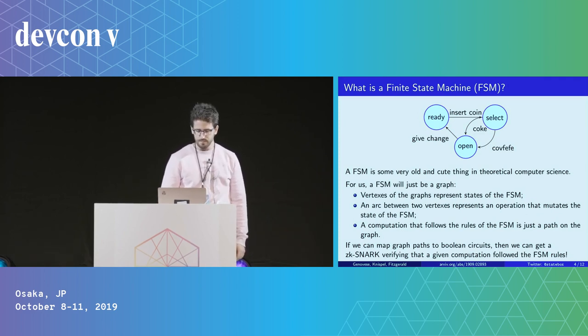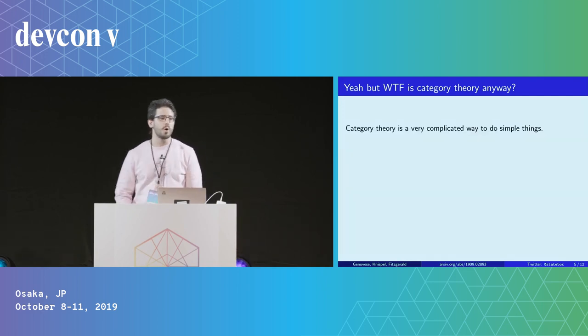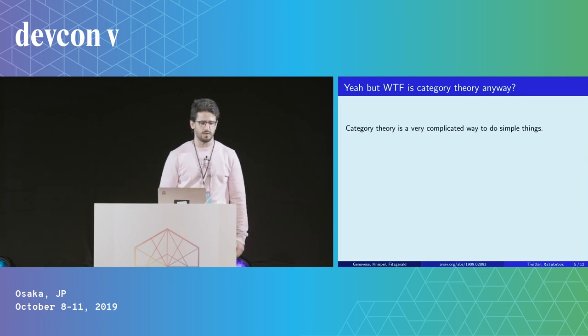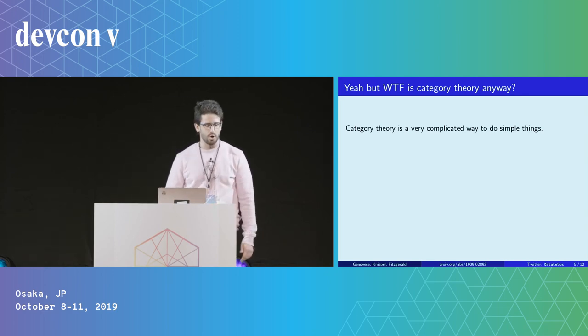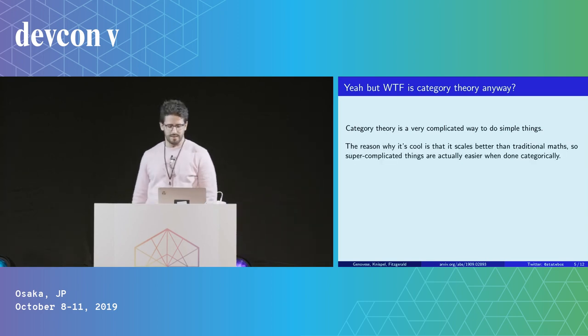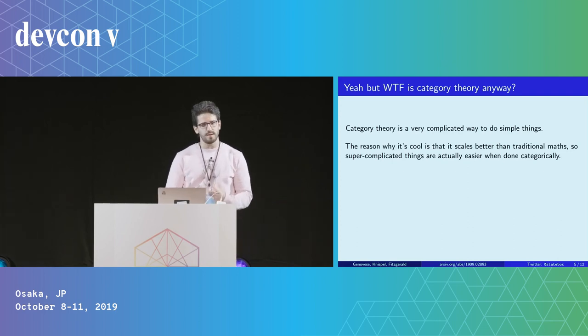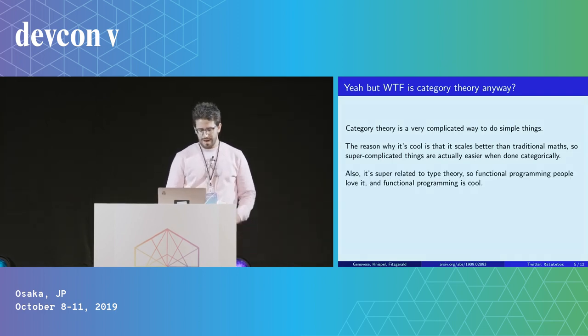Okay, but what is category theory? Where do you use category theory? Category theory is a super complicated thing that is used to do simple things that seems not great, but actually it is, because it scales better. The idea is that in category theory, everything is compositional. It's super related to type theory. So if you like functional programming, you should really like category theory, even if functional programmers won't agree with me on this.